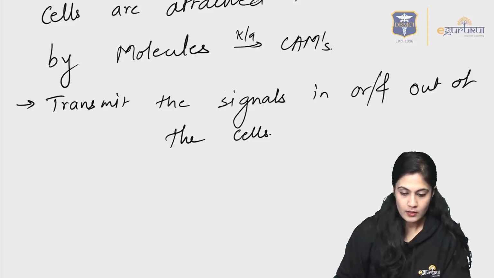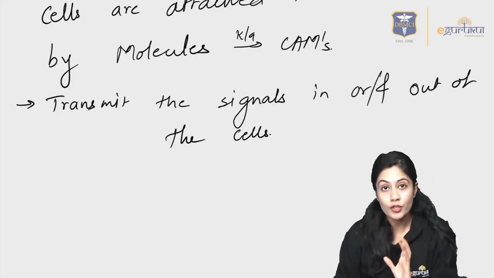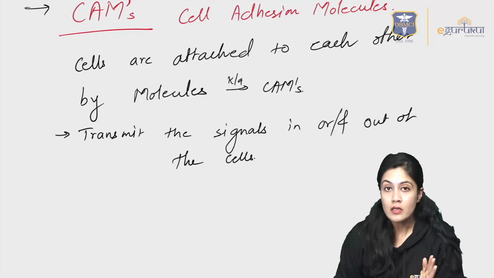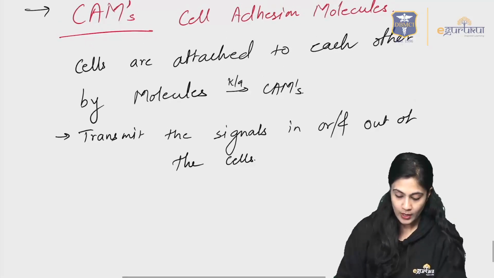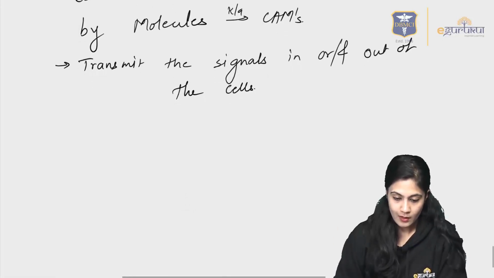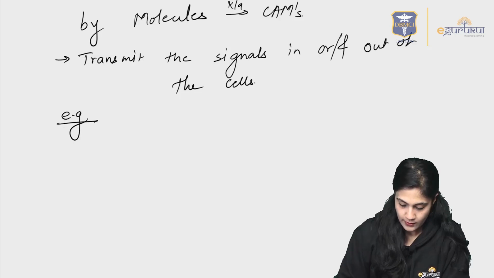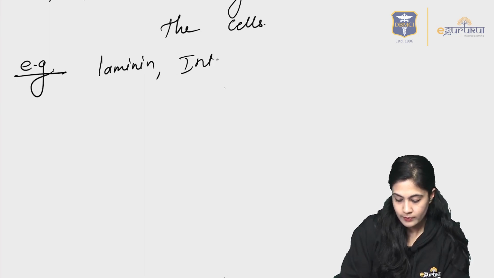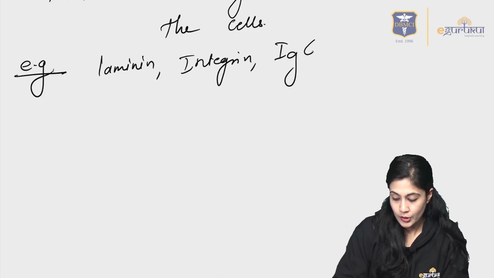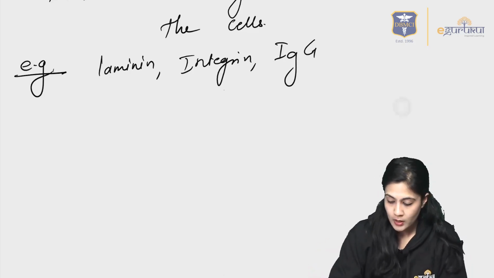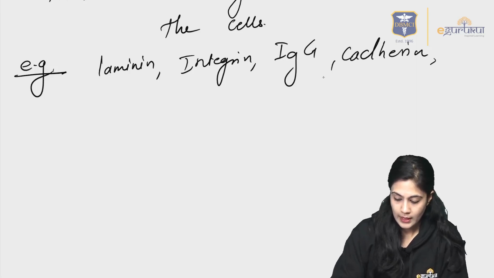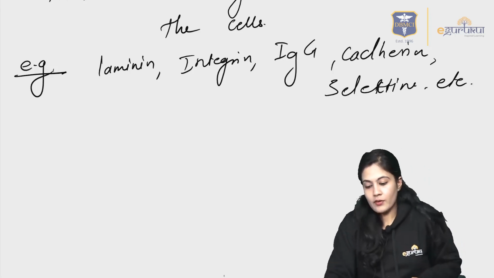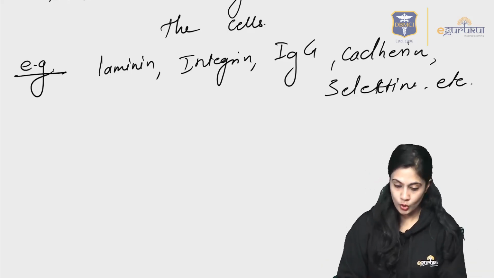First thing first, they transmit the signals. Why these CAMs are important, you should know, right? We are learning physiology, so you should know the mechanism, how they act, and what the clinical significance of that particular molecule is. So CAMs help to transmit signals in or out. A few examples, remember always give examples in the exam: laminin, integrin, immunoglobulins, for example IgG, cadherin and selectin, and so on.